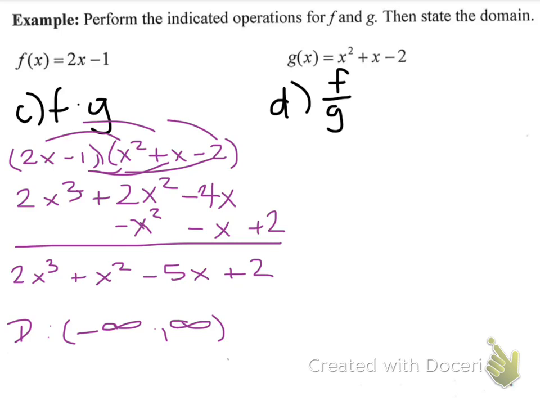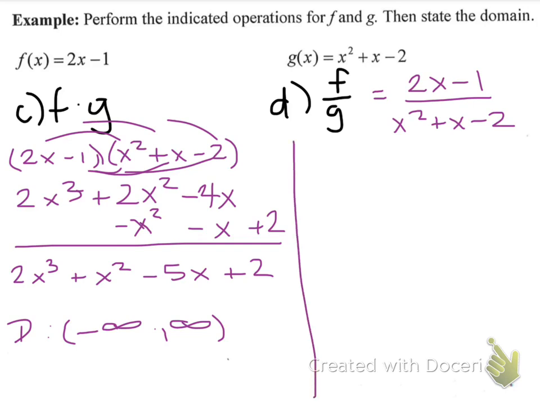So that's the multiplication. Letter D is division. So letter D, I'll set up, I have 2x minus 1 all over x squared plus x minus 2. Now, there's not really much work to be done here. I set up the division, it is what it is. However, there will be work when I go to do the domain part of it because I have a fraction. So I need to set the denominator equal to 0. So when I do that, I'm going to have x squared plus x minus 2 not equaling 0.